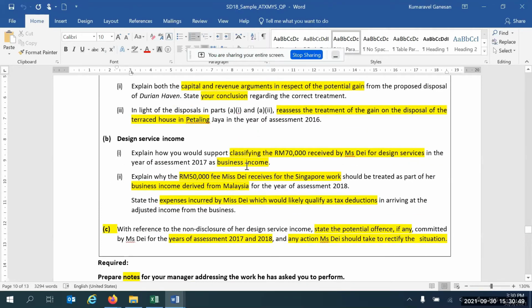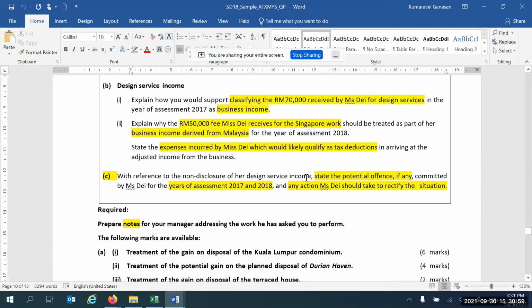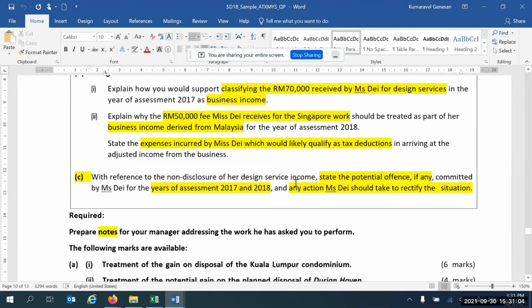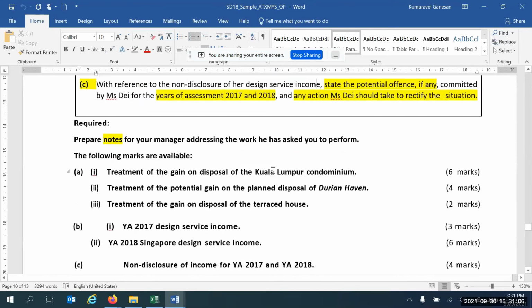Okay, this one is about business income. Why is it derived from Malaysia? Which expenses qualify for tax deduction? This is some basic tax admin. You actually have learned it, but many would have forgotten. Okay, prepare notes for your manager. Now, notes means you do not need sentences, but it is very rare that she asks you to do notes.